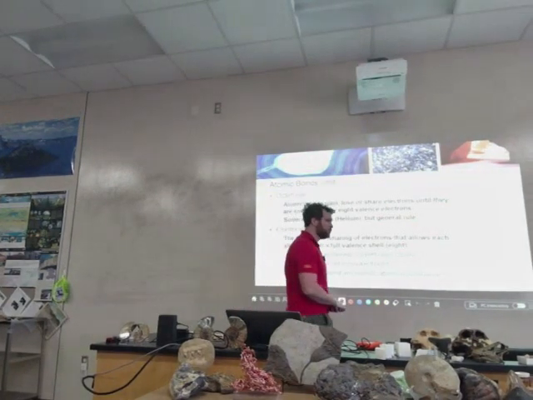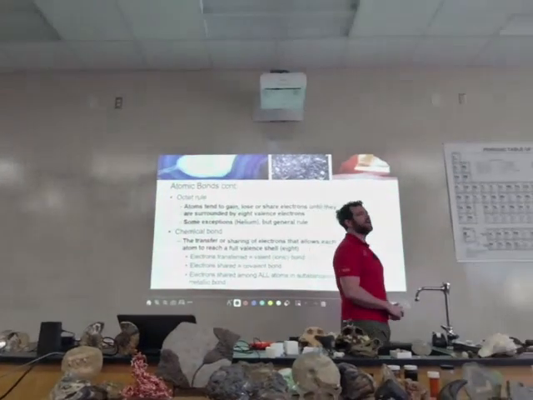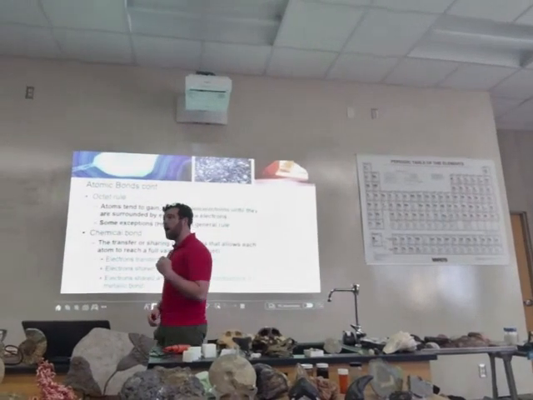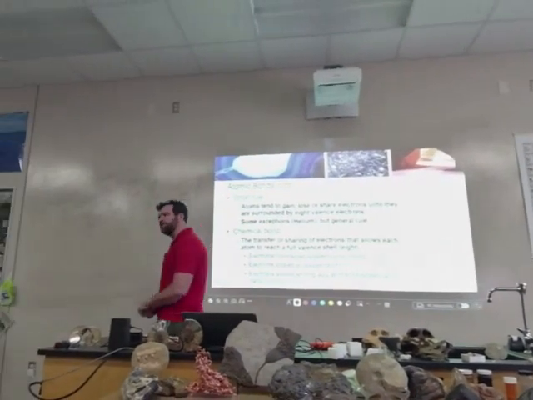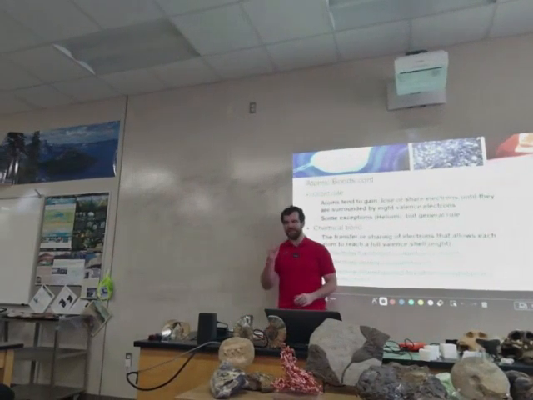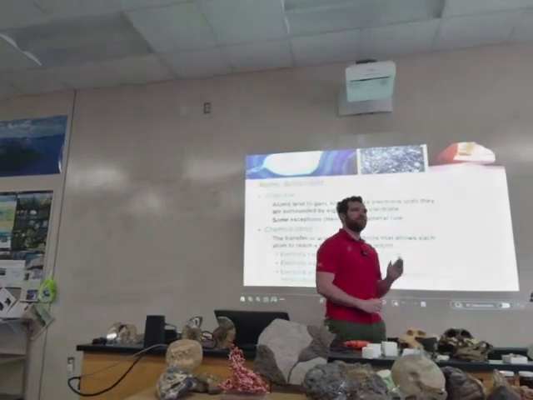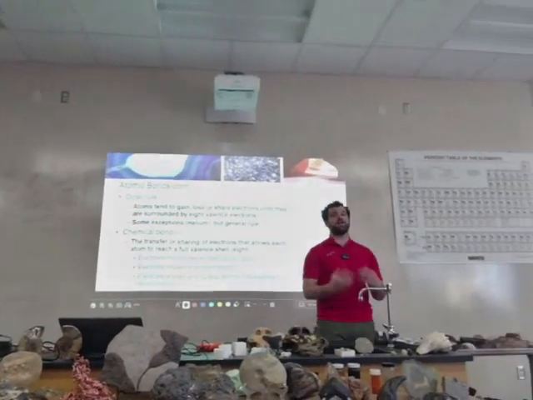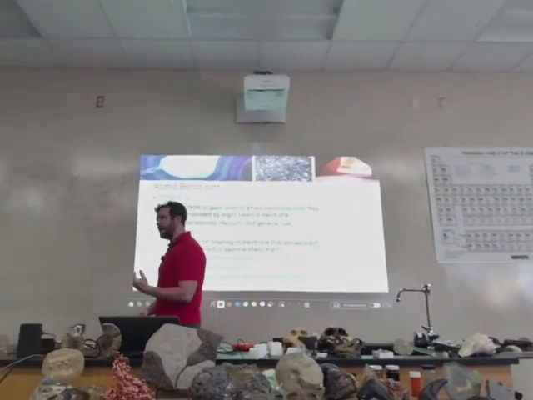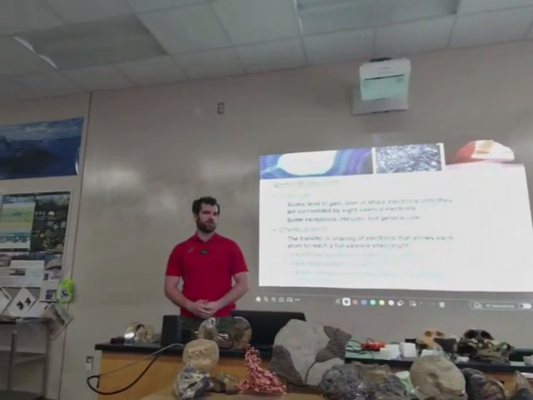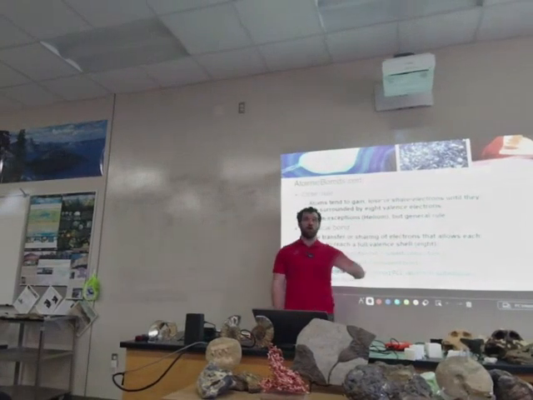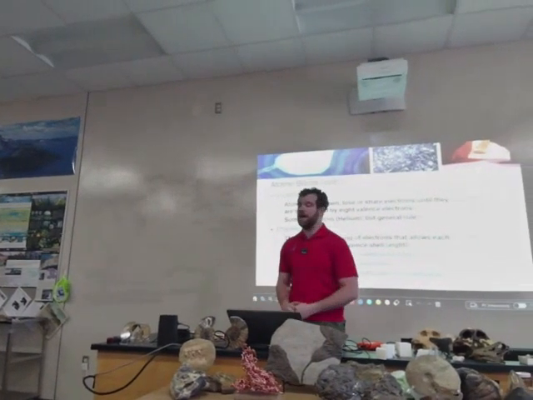The octet rule states that atoms tend to lose, gain, or share electrons until they have 8 valence electrons. I used that word before, valent. Do you remember what valent means, any of you? The outer electron shell. Boom. The valent shell, or outermost electron shell, is the valence, and that's where the valence electrons reside. Now, atoms want 8 valence electrons. So if I'm an atom that has 1 valence electron, I want 7 more, and I'm going to bond with other elements to satisfy that.